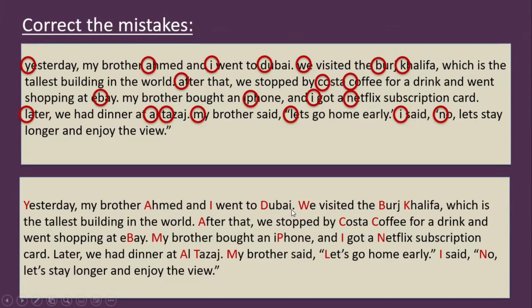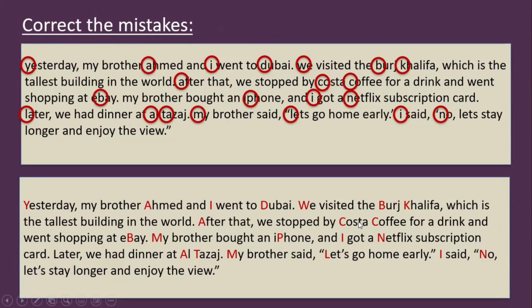Then we have we after a full stop, which means this is the beginning of a new sentence, so the W has to be a capital letter here. Then Burj Khalifa is a name of a place. Remember, I told you if you have a space between the two words, then the two words need to start with capital letters. Okay. And then here we have A after the full stop, which means this is the beginning of a new sentence, so it needs to start with a capital letter.